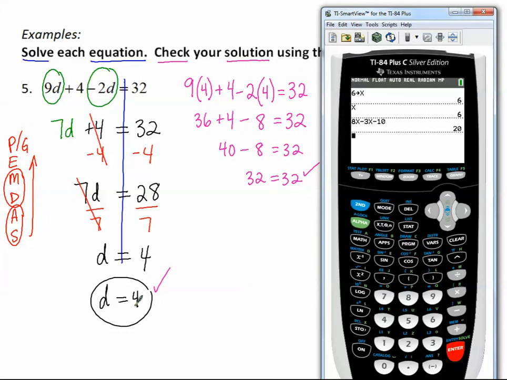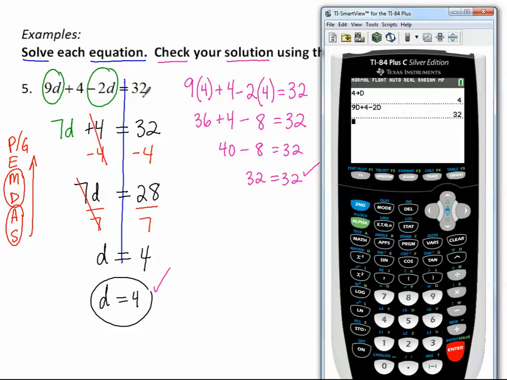D is 4. So first I'm going to clear my screen, 4, store, and I see that d is in green right here. So I have to press the alpha button and then that button for d, enter. Now I'm going to type this expression, 9d plus 4 minus 2d. 9 alpha d plus 4 minus 2 alpha d, enter. 32, and that's what we were supposed to get.